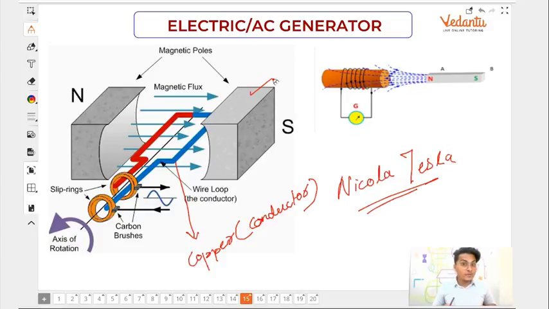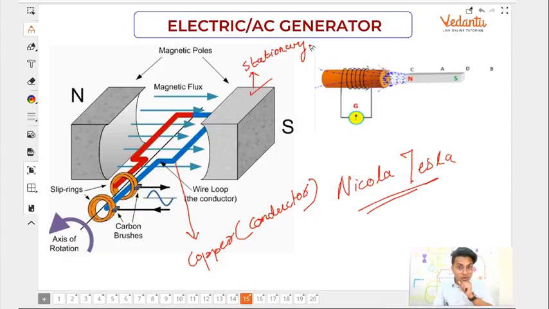Now, if I ask you one very important question: are the magnets moving here? Think and tell me, are the magnets in the case of an AC generator moving? I hope you have understood. No, they are not moving. They are stationary. Exactly, correct. That's a very big problem, because the magnets must move so that a changing magnetic field can be generated. Only a changing magnetic field can produce an induced current, not a stationary one. So what do we do?